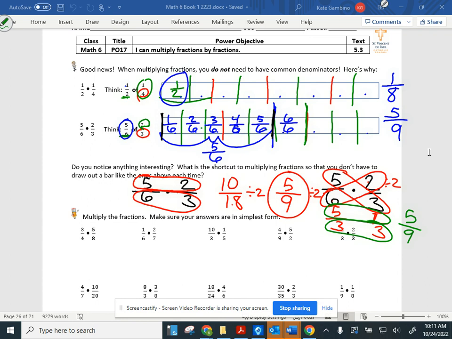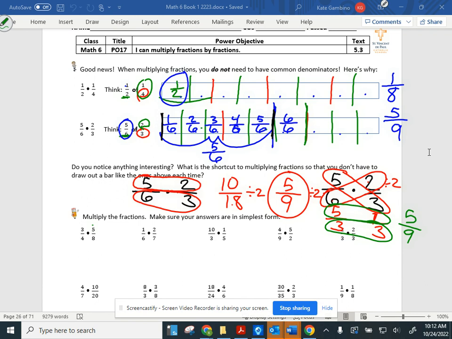So, the shortcut for multiplying fractions is to multiply across. You don't have to go to that bar every time. Divide the bar up and then divide those boxes up and then count it out. You don't have to do all of those steps. But I did want you to see what we're doing when we're multiplying those fractions. For our work today, it says multiply the fractions. You can cross simplify if you're able. Multiply going across. Always check, can I simplify at the end?